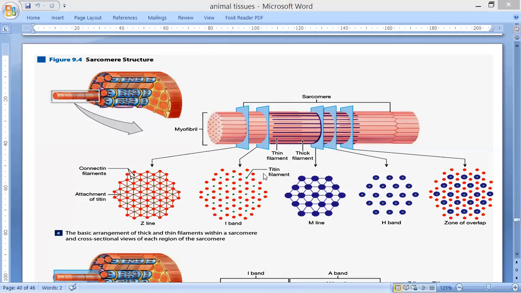So this is what we were discussing. We were seeing that day. This is actually the ultrastructure of the muscle fibril, or myofibril. So if we look at this, this is the ultrastructure of the myofibril. Okay, so of one myofibril.